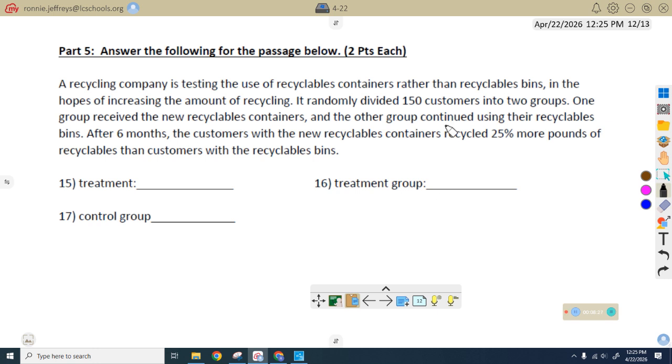All right, recycling, blah, blah, blah. One had new containers. I think this was the treatment, is the new containers. The treatment group is the people who got them, who got new containers.